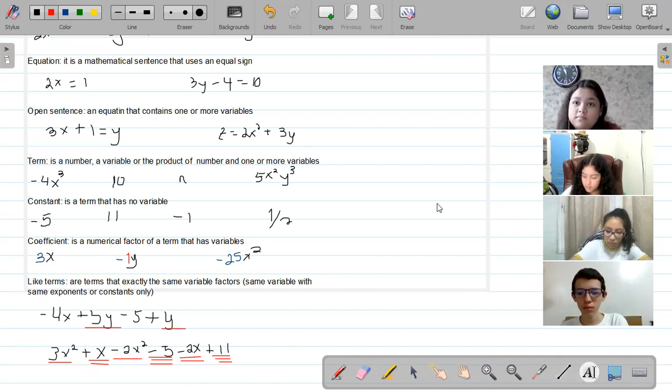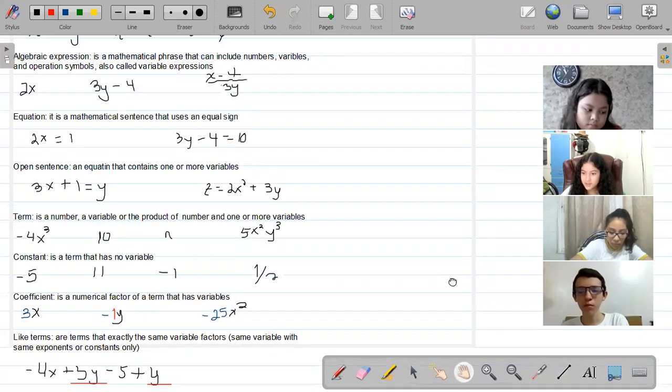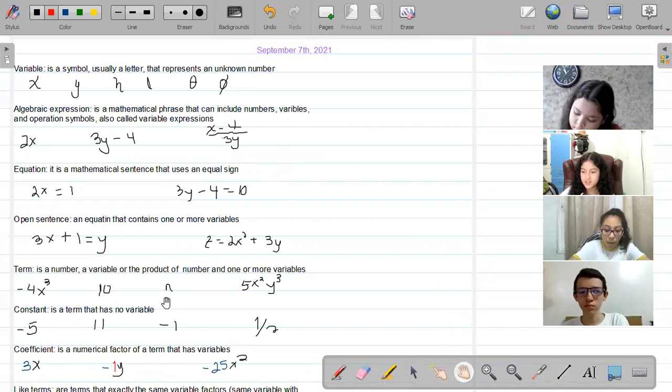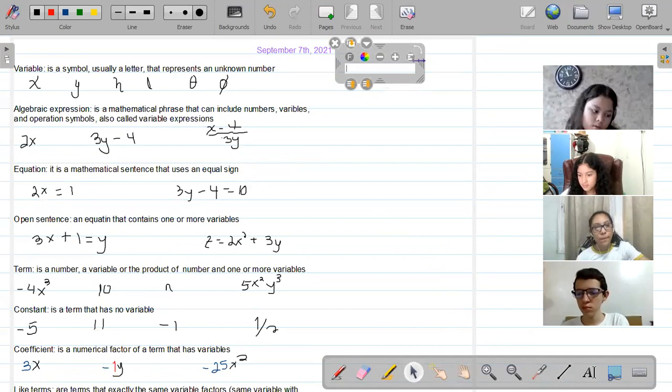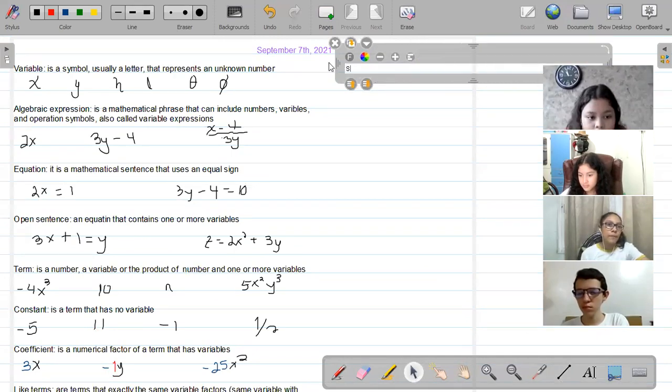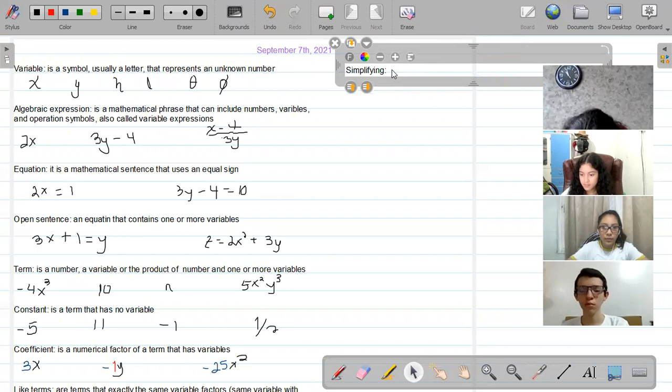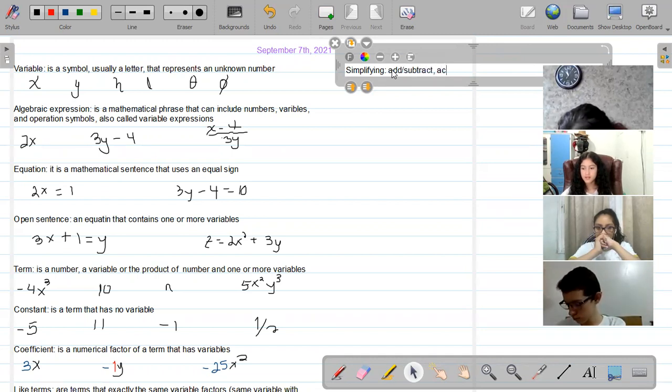And why do we need like terms? Because like terms are going to help us simplify the exercises, okay? Now, that's another definition that is not included on this side. So we're going to include it over here. What is a simplification, or what does simplifying mean? It means to add or subtract according to the sign, okay?